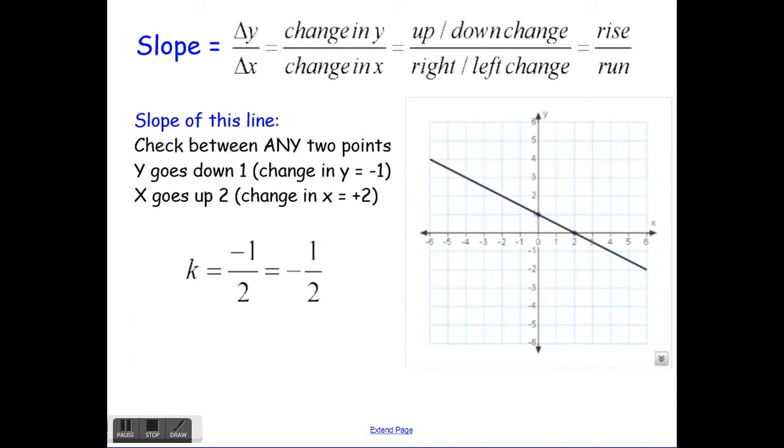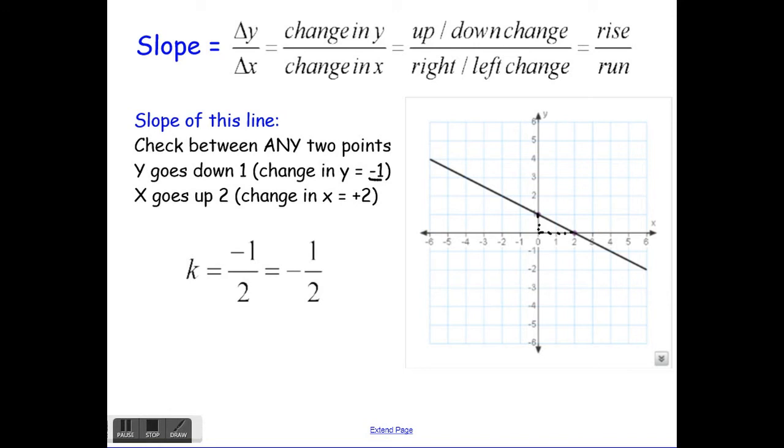So again, this one is the same example, just now going down instead of up. Here, my y went from 1 to 0. So going from 1 to 0, I subtracted 1. That's why it's a negative 1 here. And then my x went from 0 to 2, so I added 2. So I end up with negative 1 over 2.